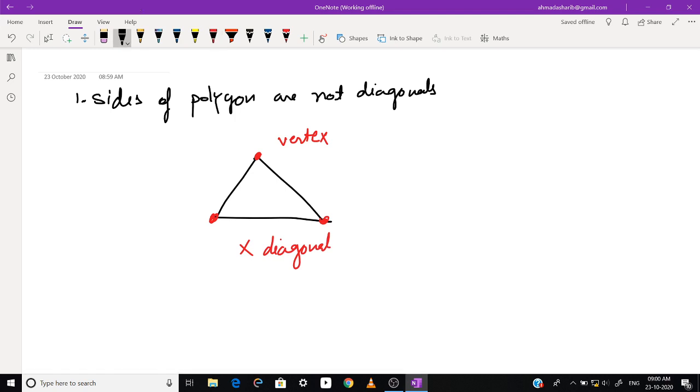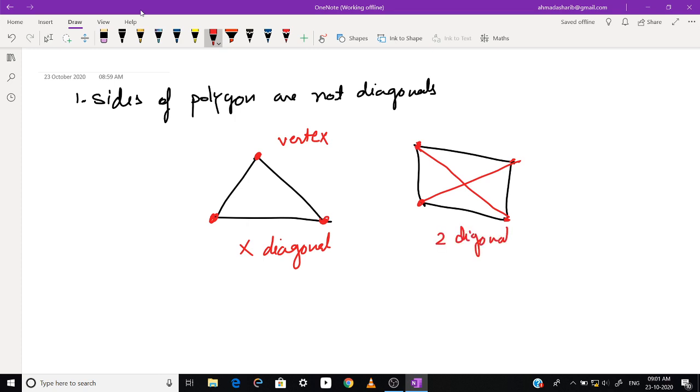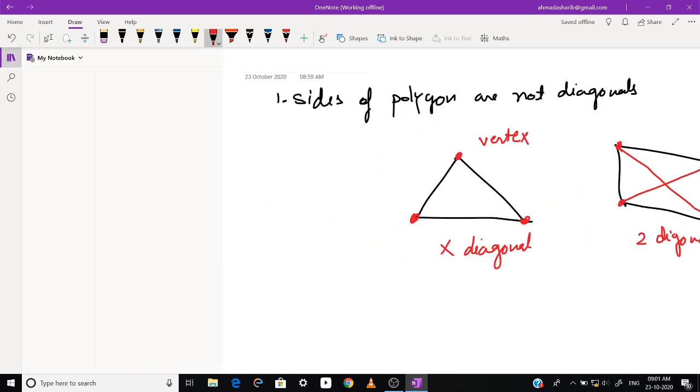Now if we talk about a quadrilateral which has four sides, it has two diagonals. This is one vertex, this is its opposite vertex. If you join each other like this and this, so there are two diagonals in a quadrilateral. Now if we talk about the pentagon which has five sides, how many diagonals can you make? Number one, number two, number three, number four, number five. Okay, so you can draw five diagonals in a pentagon.